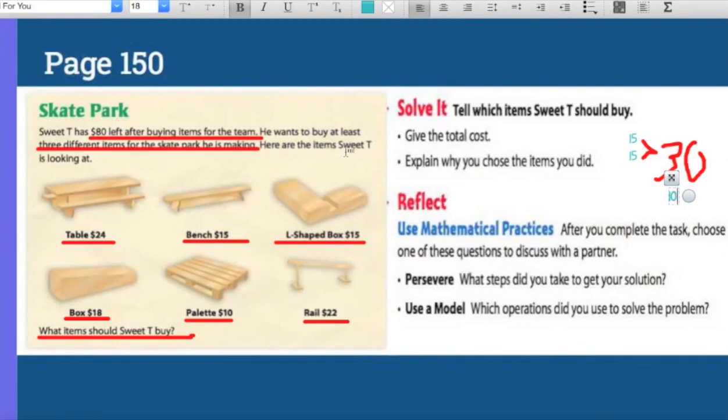So just kind of keep in mind, I'm not going to go solve this for you, but on this one, think about what steps you took to get your solution and which operations you needed to solve them.